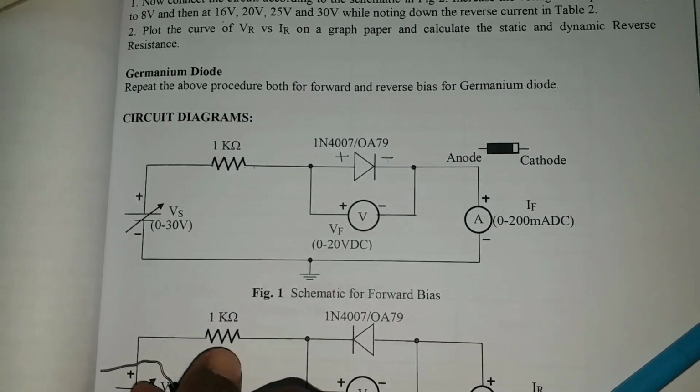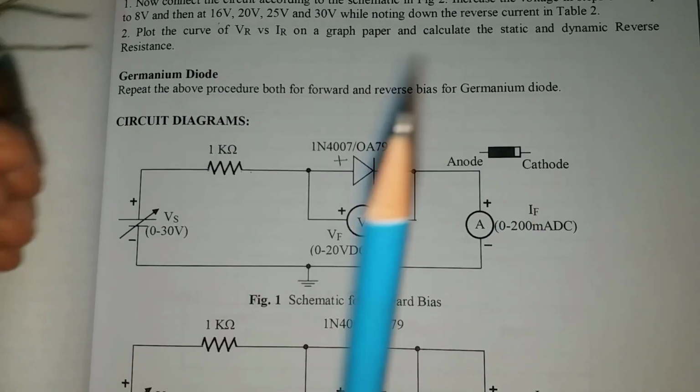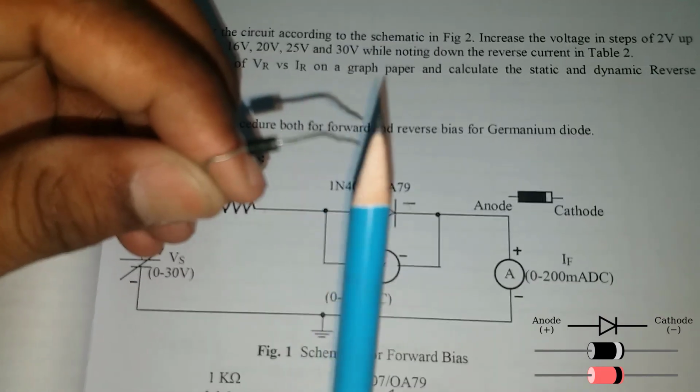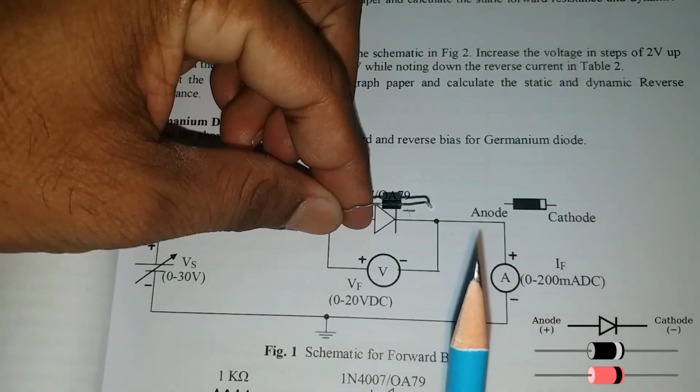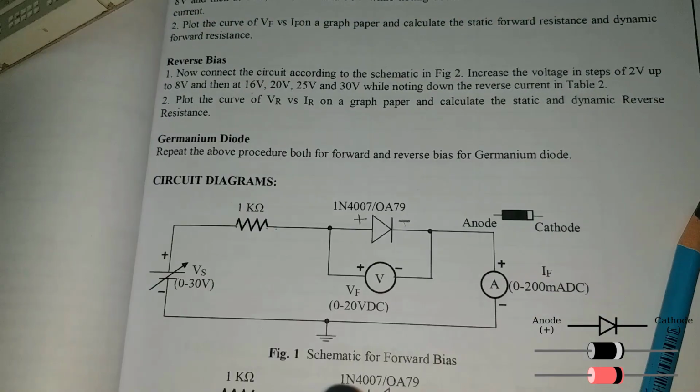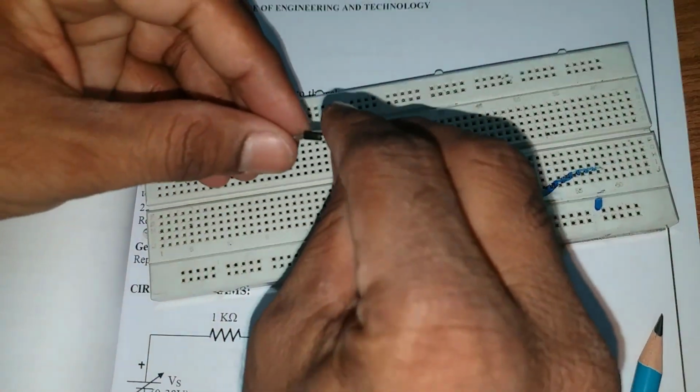This indicates negative side, and this indicates positive, and this is a 1 kilo ohm resistor. Same like here, the left side is the anode and the right side is the cathode. You need to place it the same way on the breadboard. So I am placing this component on the breadboard here.